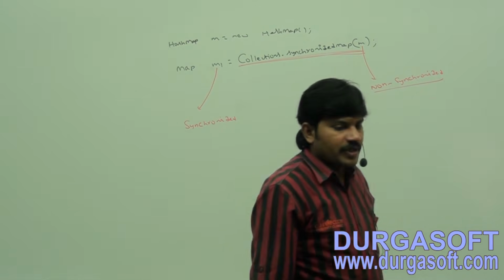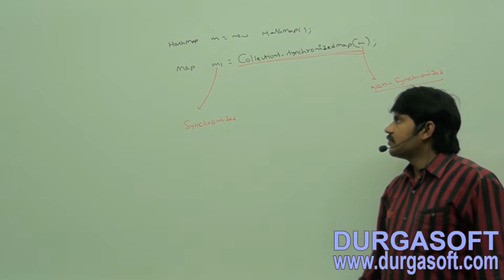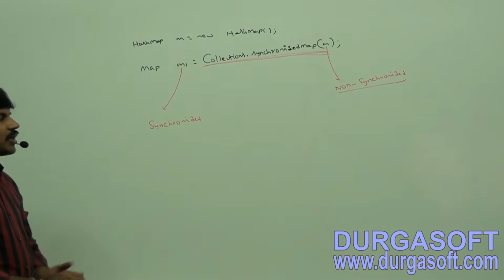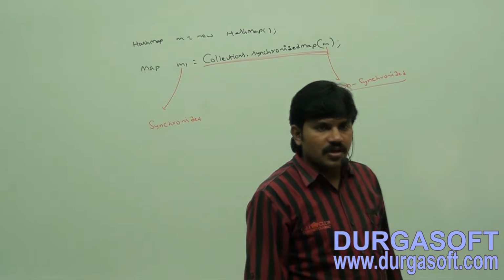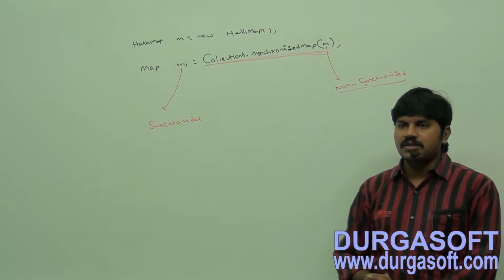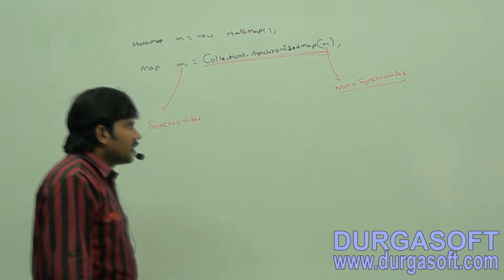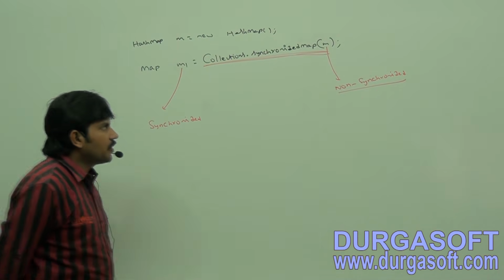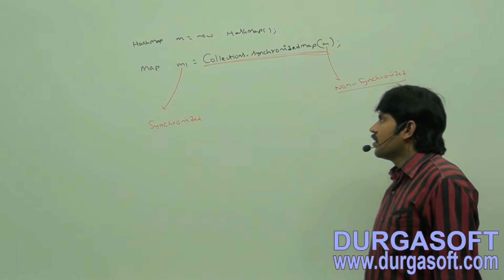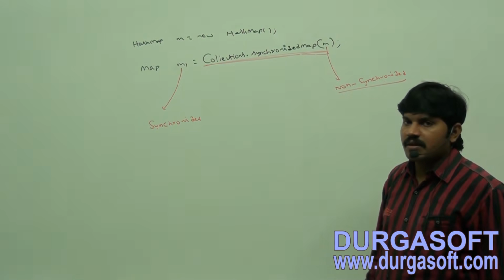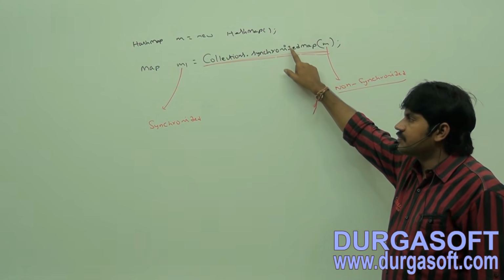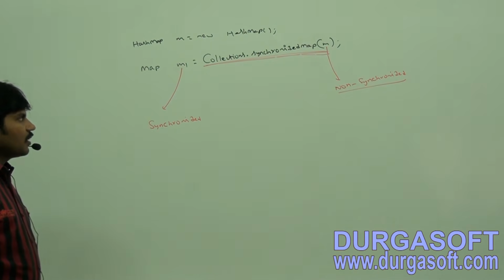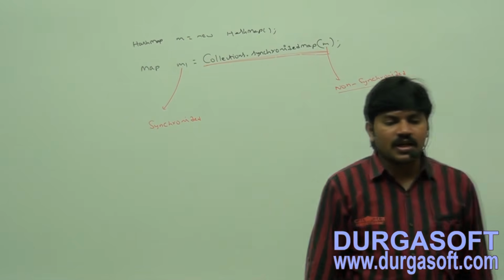At this point, by default HashMap is non-synchronized, but we can get synchronized version of HashMap by using the synchronizedMap method of Collections class.